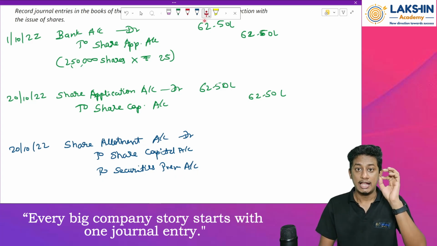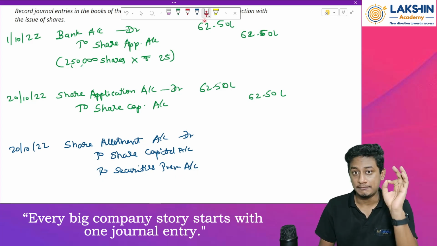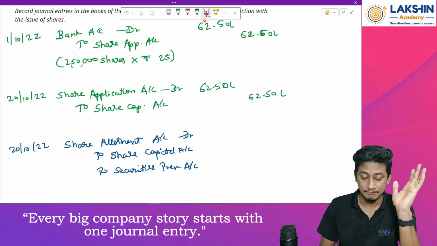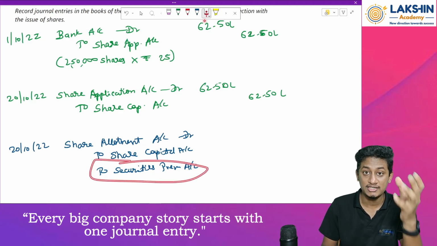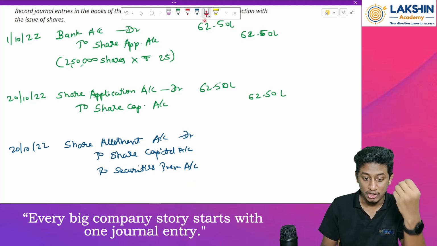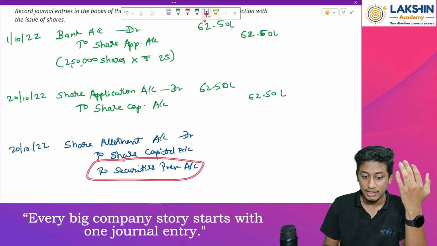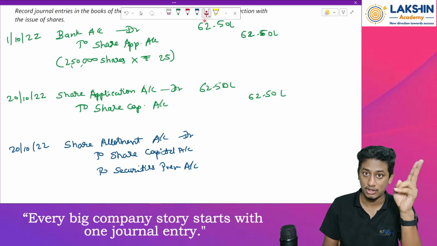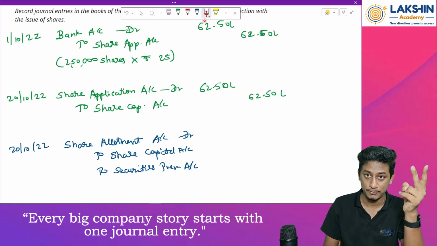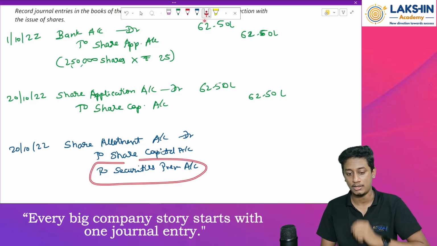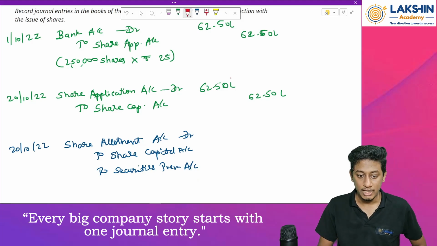Then securities premium can be taken as a gain. Why? Because I am receiving more than what is supposed to be received, right? So it is a kind of income or a gain, and whenever income or a gain increases, we will credit the account. So let's always go with the first approach only. Please do not follow the second approach. Clear? Okay.